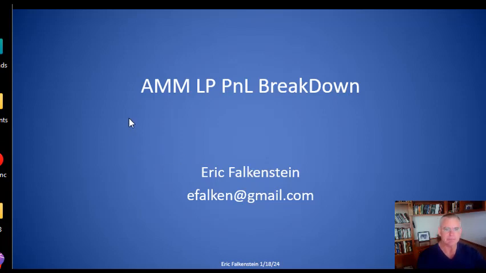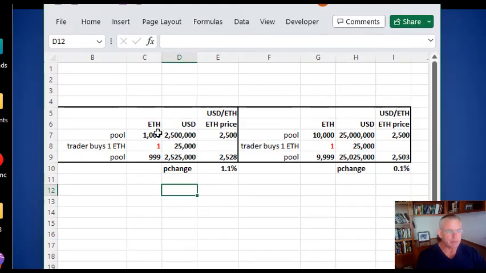I'm going to go over an analysis of the LPs on AMMs, which are automated market makers on the blockchain. The signature one is the Uniswap pool that's on Ethereum. So let me just dive into it and show you why I think they're all losing money and how I measure that. First, just a little brief on AMMs.